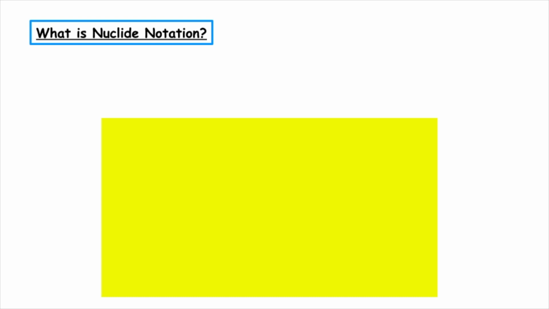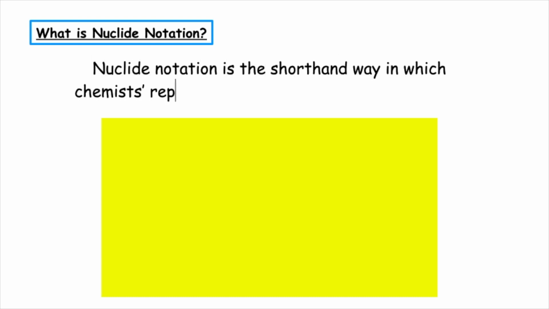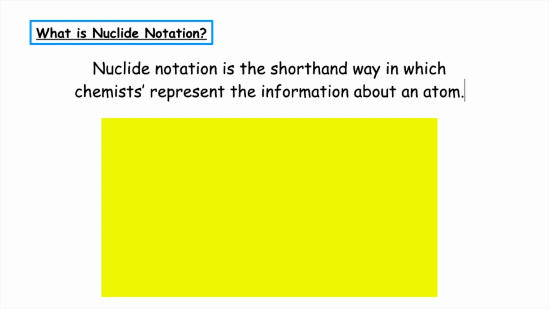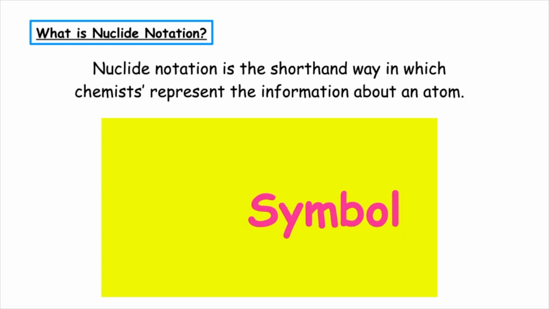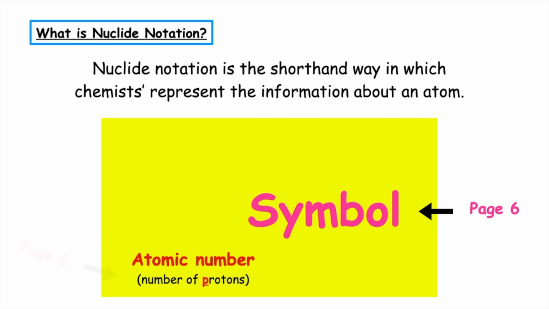What is Nuclide notation? Nuclide notation is the shorthand way in which chemists represent the information about an atom. We find the chemical symbol on page 6 of the data booklet, and the position of this element is known as the atomic number, which can also be found on page 6, which is equal to the number of protons which are found inside the nucleus.